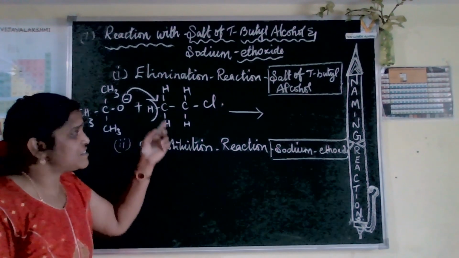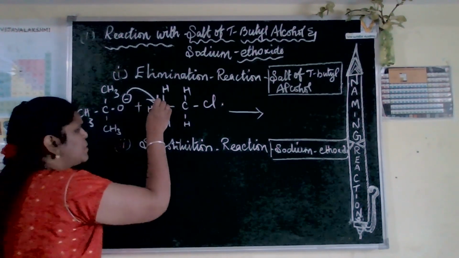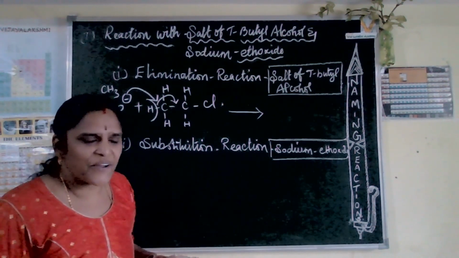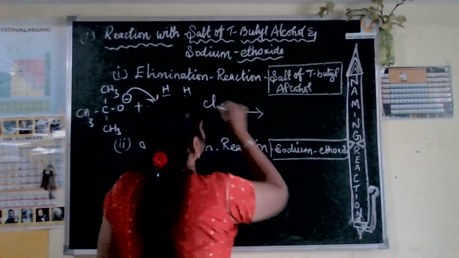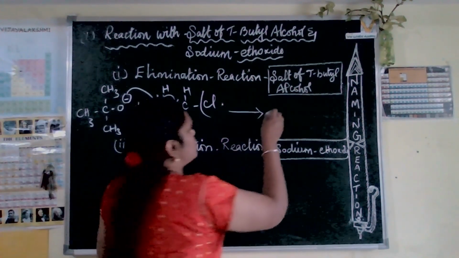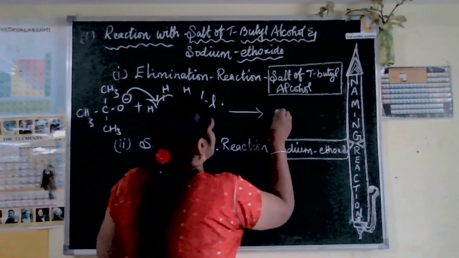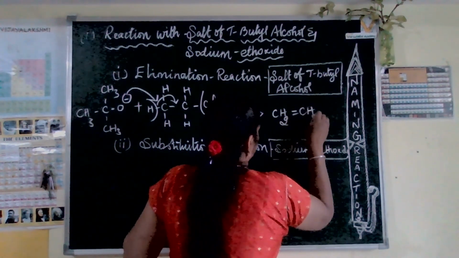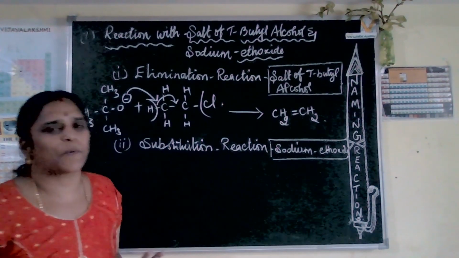Naturally we are getting a tertiary alcohol. Now the bond is broken, so automatically this bond goes over here. Now what are we going to receive? Of course, this halide will be removed. Now, what remains here is CH2 double bond CH2.